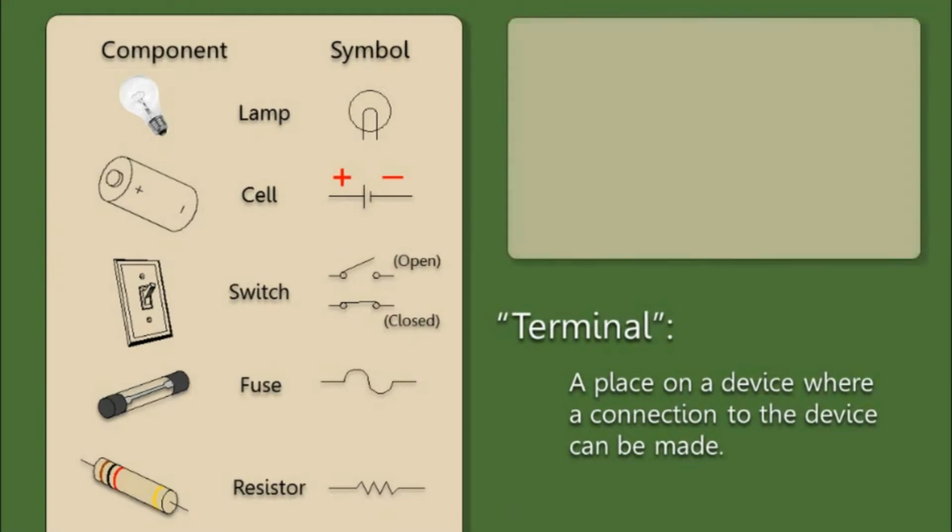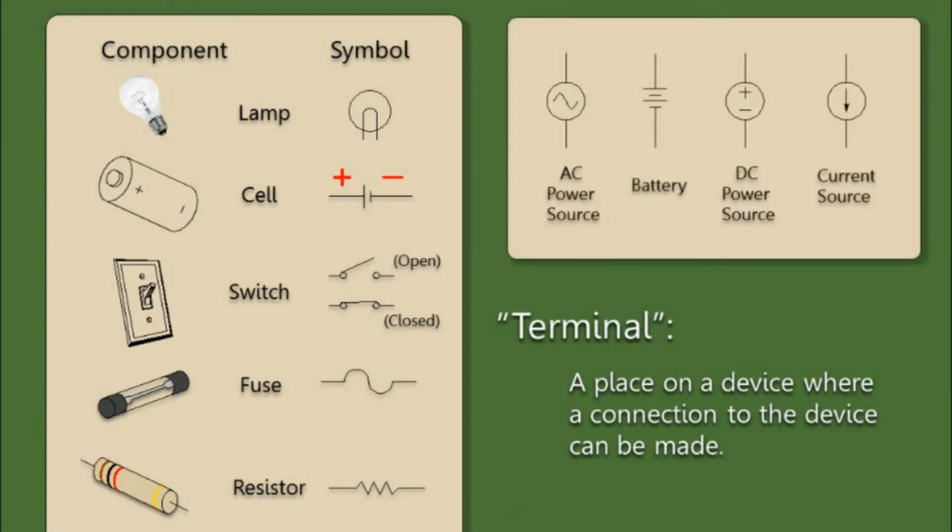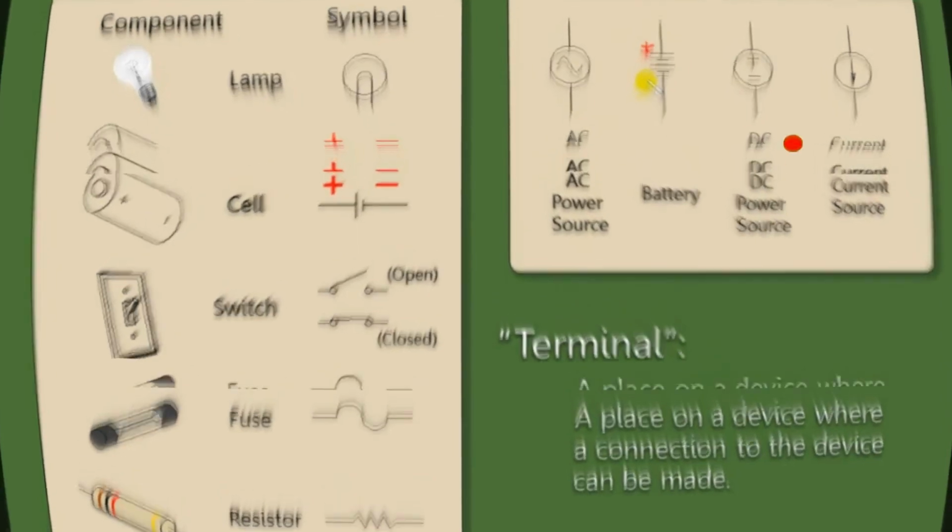Here are some additional symbols that are commonly used to represent various types of power sources. On the far left is a symbol for an AC voltage source. Next is the most common symbol used to represent a battery as typically drawn. Remember that the side of the symbol with the longer line, in this case at the top, is the positive terminal, and the side with the shorter line represents the negative terminal.